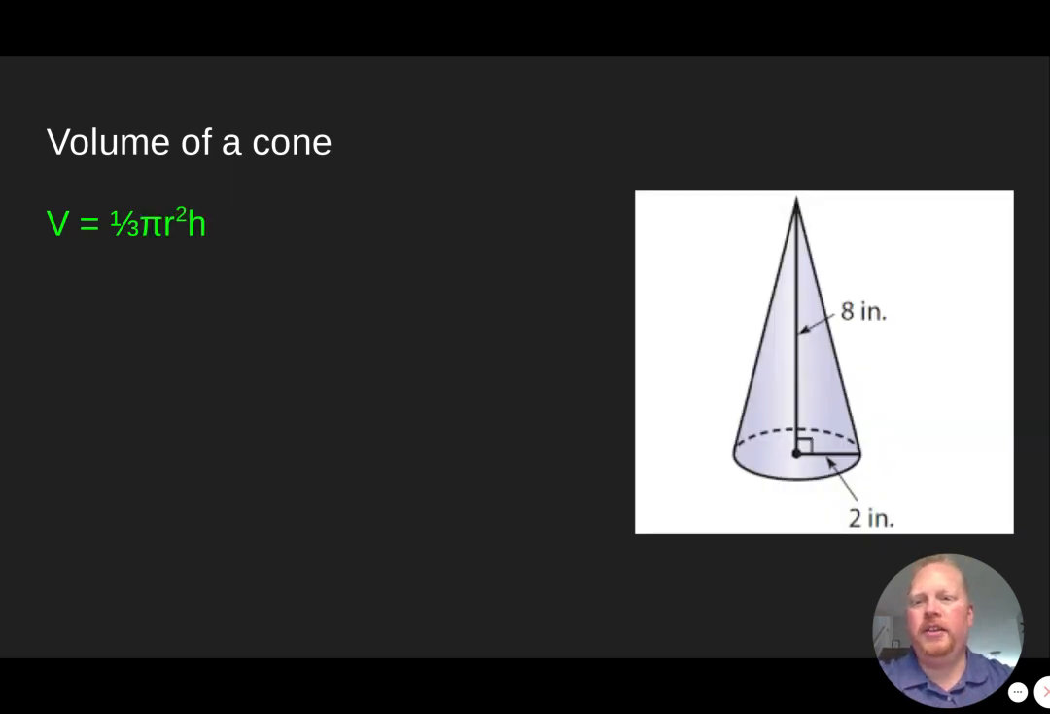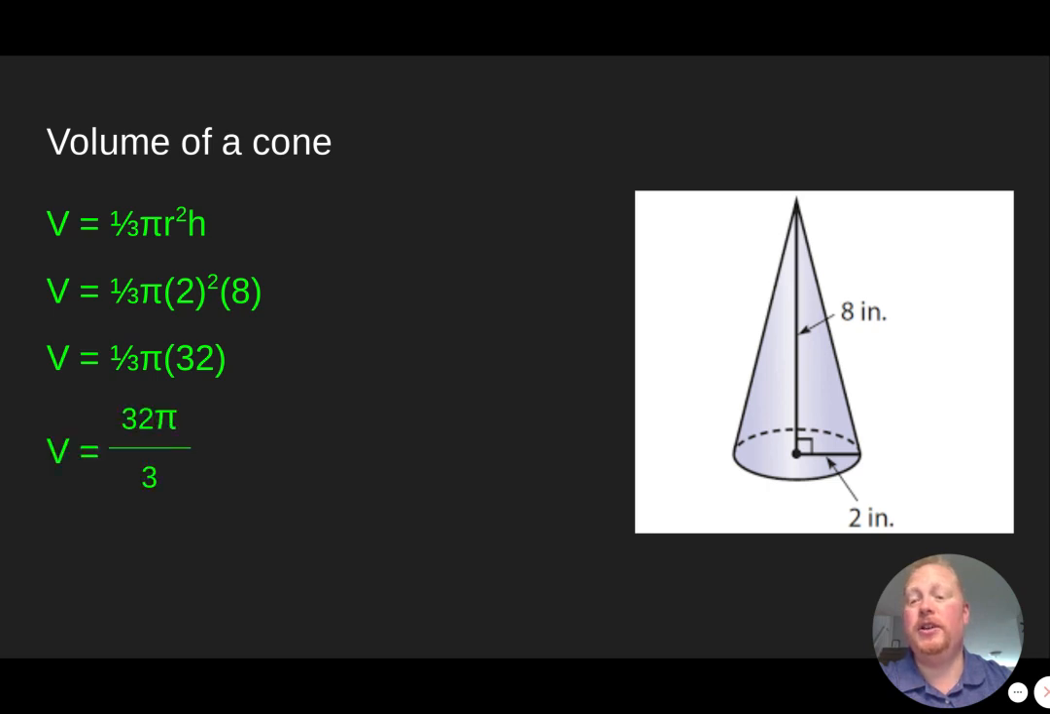So let's use this formula. Volume equals 1/3 pi r squared h. And again, I like cylinders and cones because all you've got to do is just plug it in. So my radius is 2, my height is 8, and then you work that out. And so I get 4 times 8, which is 32. And then I can't really take 1/3 of 32. So my exact answer on this is just going to be 32 pi over 3.